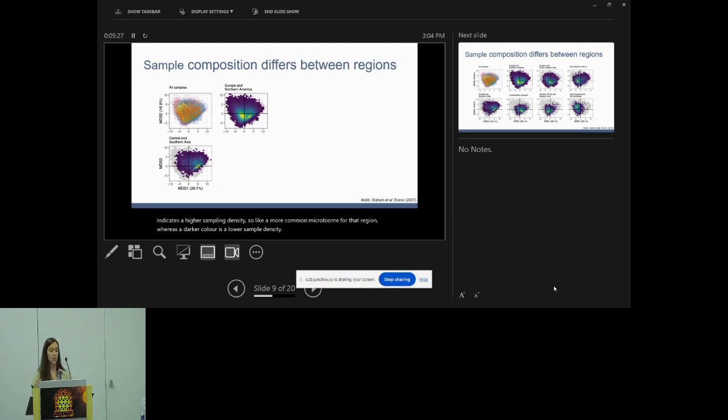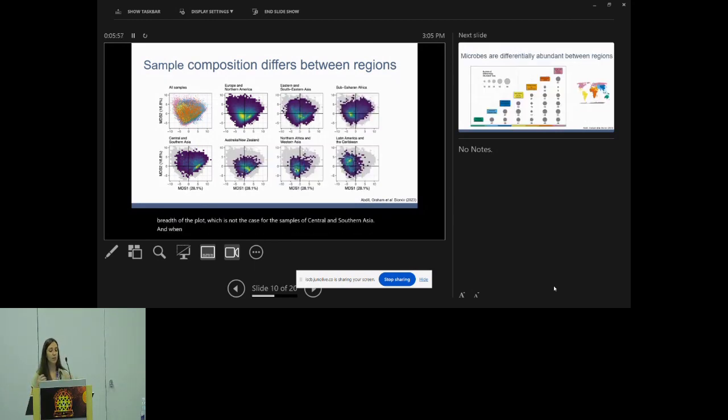And when we look at the plots for these two regions, Europe and Northern America in the top right and Central and Southern Asia in the bottom left, right away we can see differences. It looks like the most common microbiome for Europe and Northern America lives somewhere around the origin, whereas for Central and Southern Asia, it's a little bit to the right of the origin. And the spread of the samples in these two regions is also pretty different. The samples from Europe and Northern America take up pretty much the entire breadth of the plot, which is not the case for the samples of Central and Southern Asia.